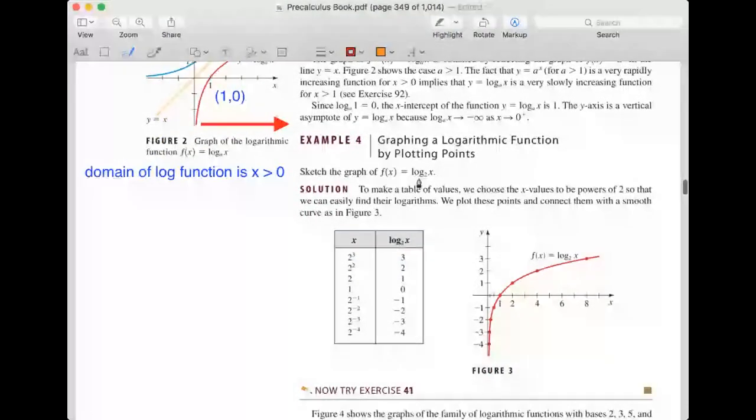So log base 2 of x looks like this. That's the common point (1, 0). Then we can give a couple of points. If x equals 2, log base 2 of 2 equals 1. If it's log base 2 of 4, that equals 2, right? Log base 2 of 8 equals 3, and so on and so forth.